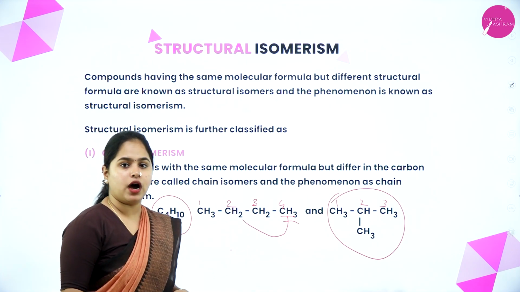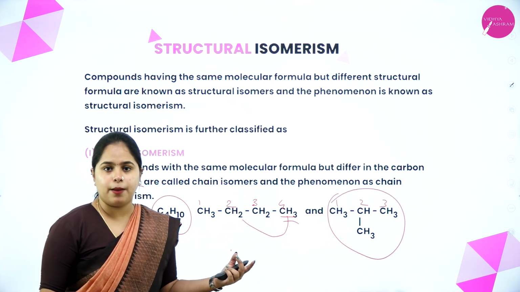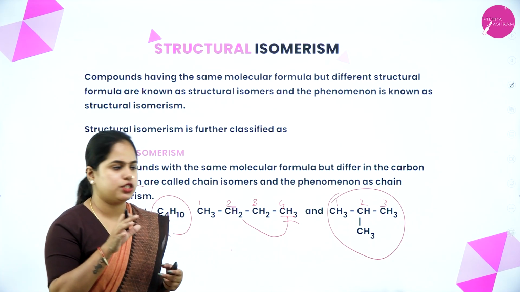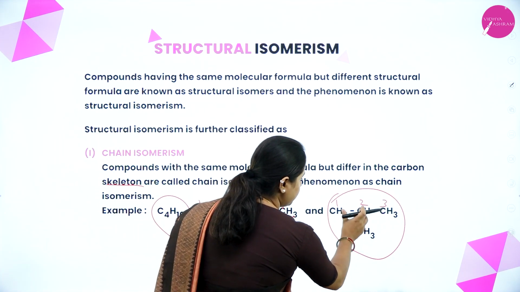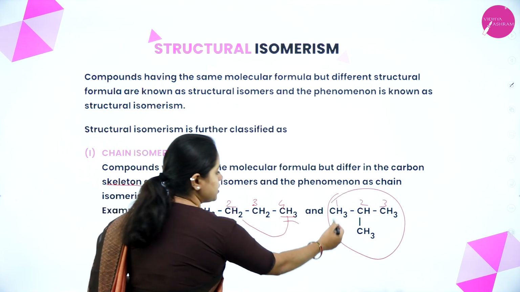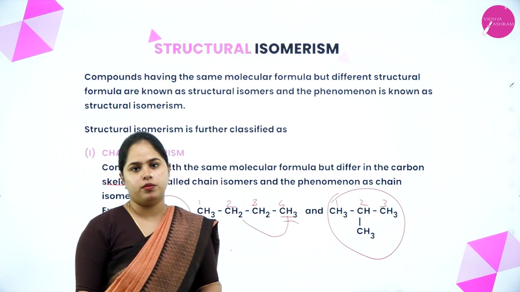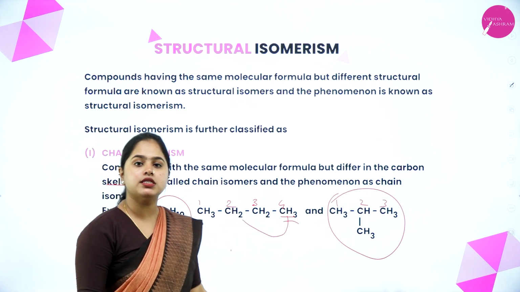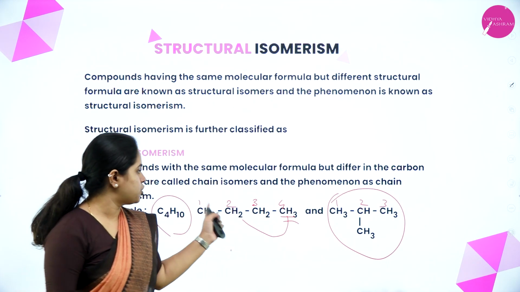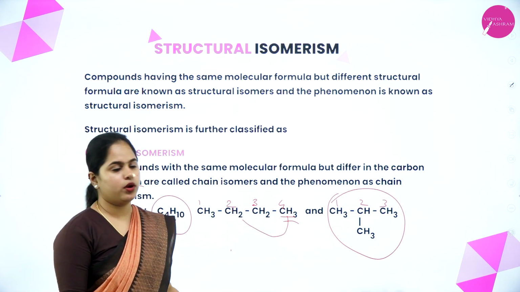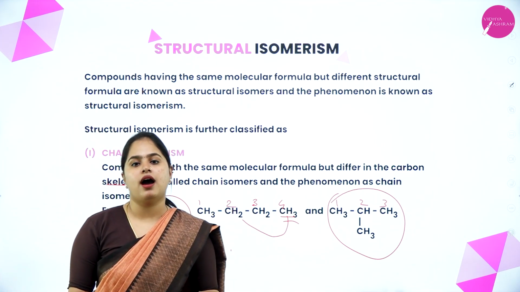If you count the number of carbon and hydrogen atoms in both the compounds, they are the same. But what has happened? The carbon skeleton has changed. In here all the carbons were in the straight chain. Now one carbon atom has come here, that is, one methyl group is present as a branch here. This is a substituent now. The overall molecular formula is the same, but the carbon skeleton has changed. So this is called chain isomerism, and these two are called isomers.